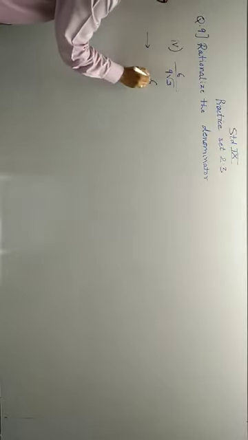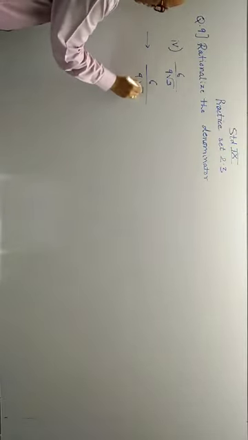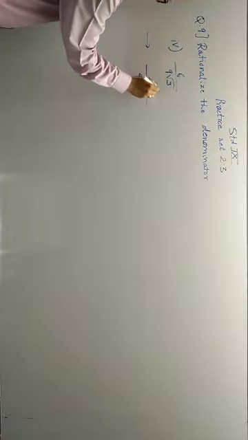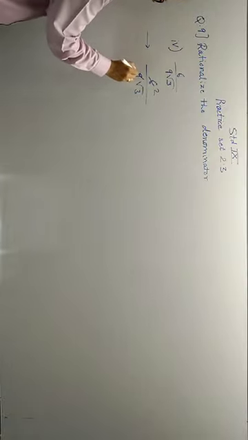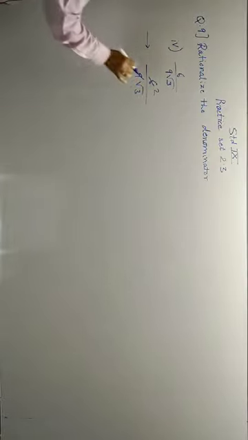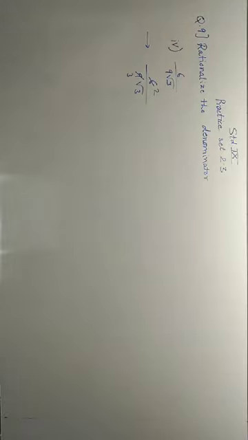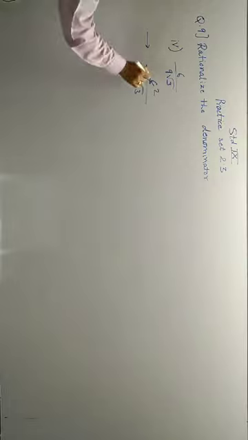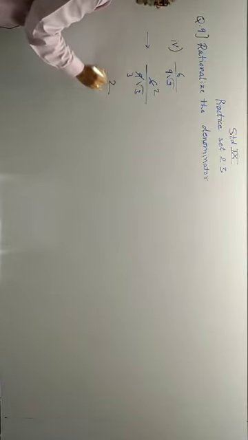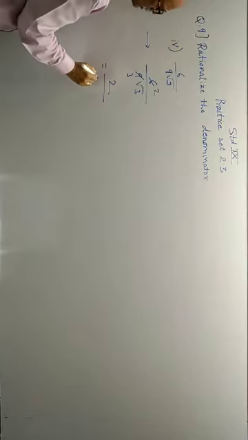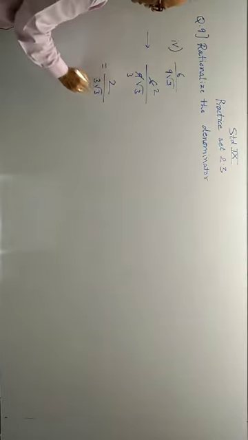For this, 6 upon 9 root 3, first I will simplify this. 3 2s are 6, 3 3s are 9; 9 root 3 means 9 multiplied by root 3. 9 is a factor of the denominator, 6 is a factor of the numerator. 9 and 6 both are divisible by 3. So what remains? 2 upon 3 root 3.